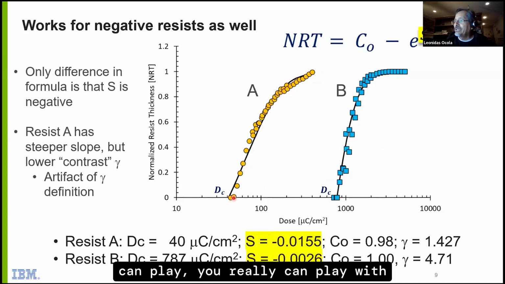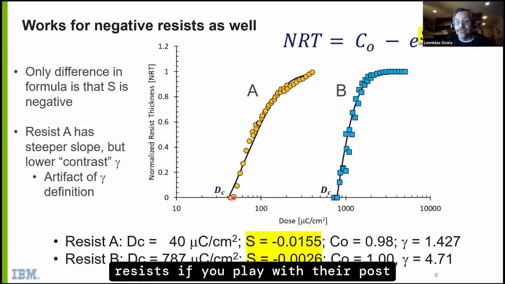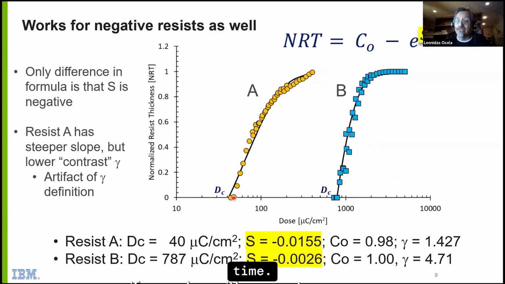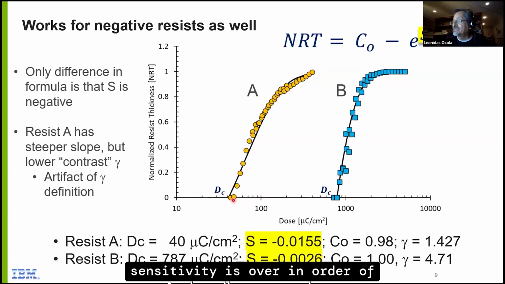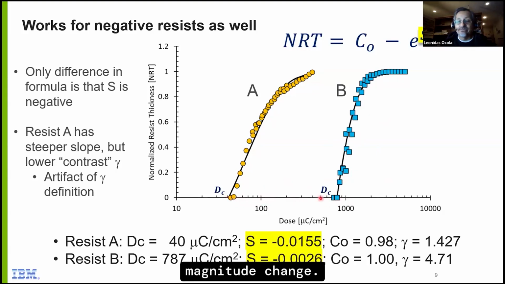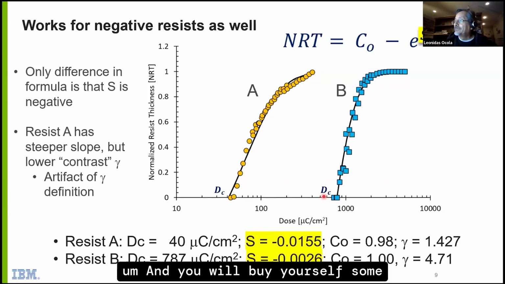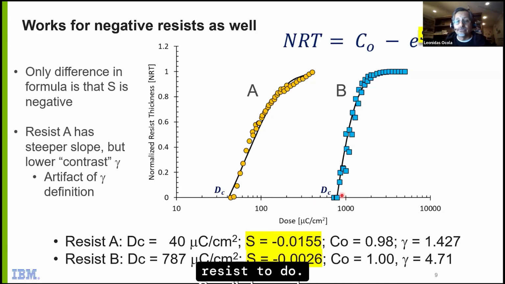So this is interesting. You really can play with resists if you play with their post-exposure bake temperature and time. And really, you see here, the sensitivity is over an order of magnitude change. And you will buy yourself some benefits in certain things and maybe a compromise in others. For sure, you will lose resolution when your resist is more sensitive. But your exposure time will go a lot higher if you are going to this higher resolution regime. So it all depends what you need your resist to do.